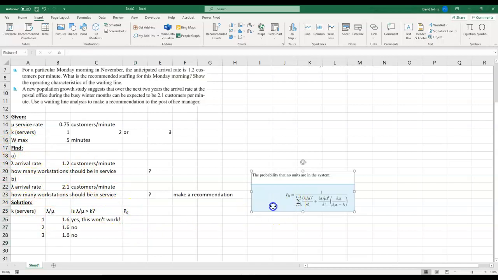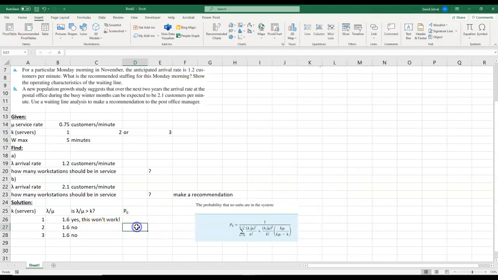And the way we're going to calculate this, it's a little bit tricky. It's going to be equal to 1 divided by, and the first thing it says is the sum from n equals 0 to k minus 1 of lambda over mu, which we have right there, to the n power divided by n factorial. So I'm going to show you how to do that. I'm going to put a parentheses first, and lambda over mu we already have, right? So I'm going to click on this, and then I have to take it to the n power.